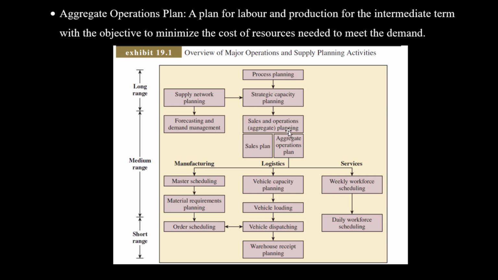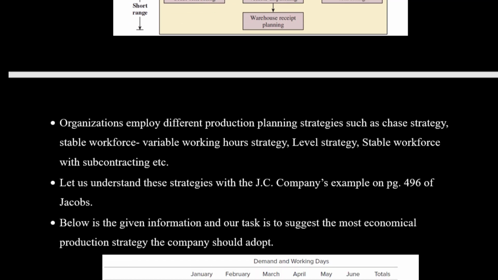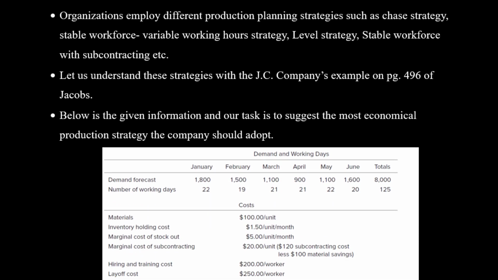And this sales and operations planning has two components. One is the sales plan, the other is the aggregate operations plan. In this video we are going to learn about the aggregate operations plan. Right now, organizations employ different production planning strategies such as change strategy, stable workforce with variable working hours strategy, level strategy, or stable workforce with subcontracting, etc.